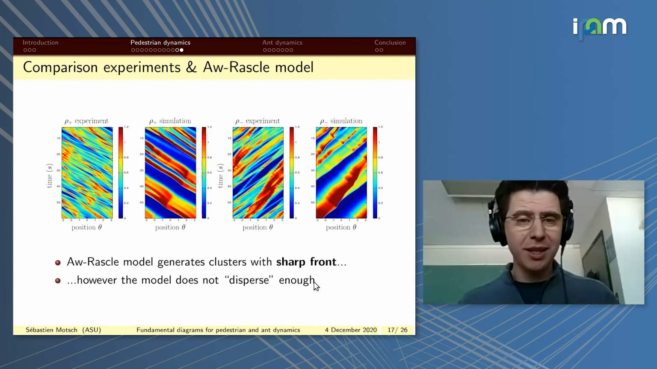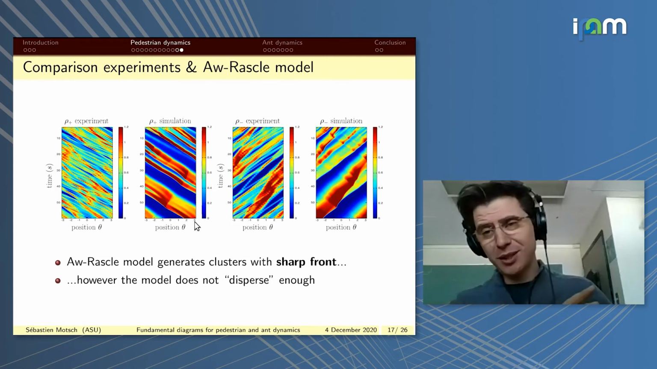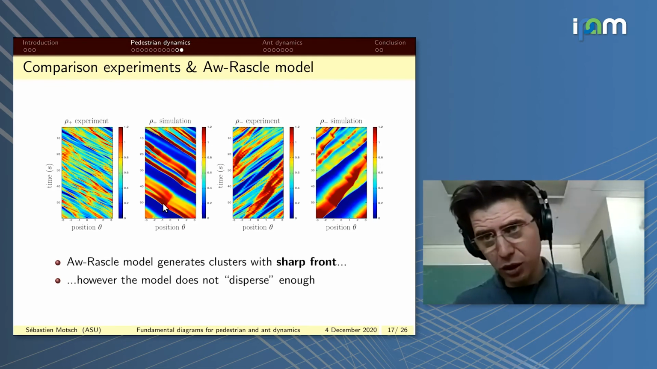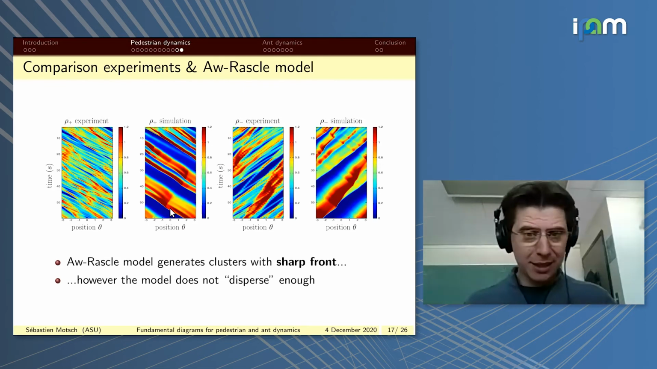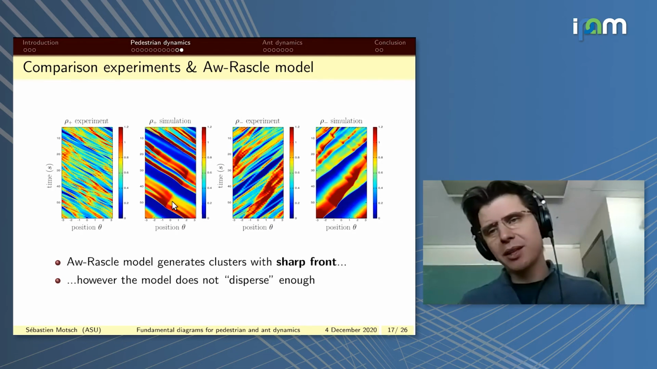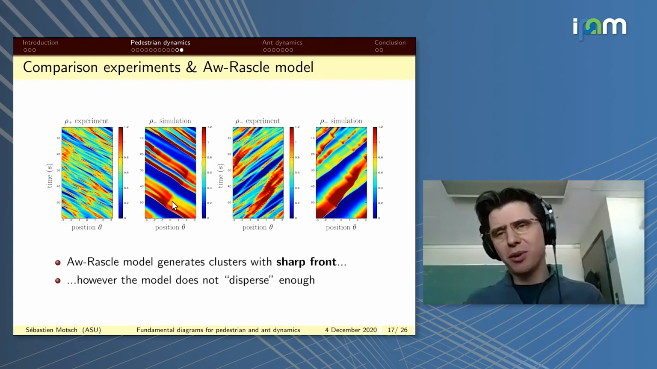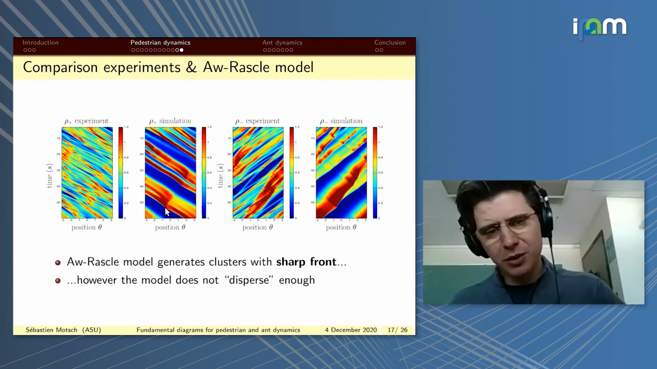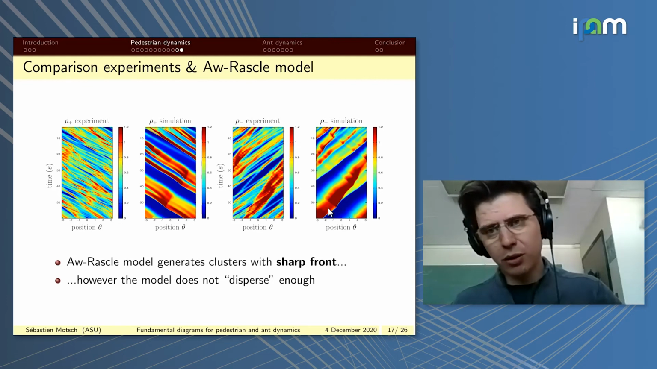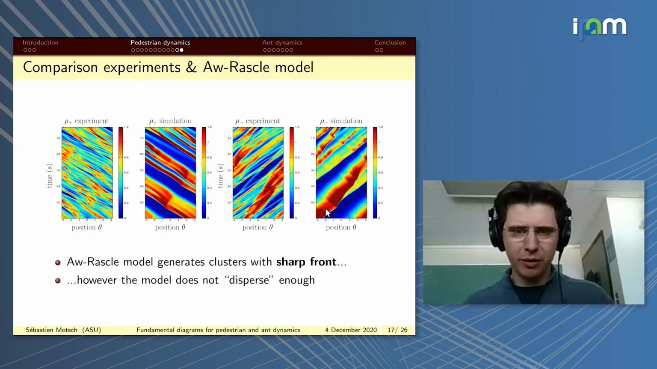So what's happening here is that it's kind of reverse, it's not dispersed at all. And here, this is a simulation, and this is the experiment. Now we really have a shock, and it's going to stay that way forever. Basically, what's happening is that they cannot overtake in the ORASC model. So you're going to have a shock wave just going on forever.